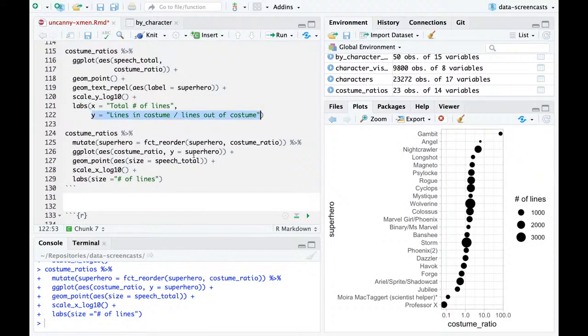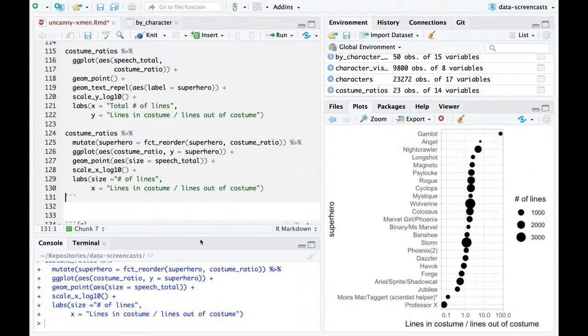And then we throw in x will be the lines in costume by out of costume. And the last thing is I often call this a lollipop graph. Why? Because I want people focused in on one. I want people focused on it is greater, like the ratio goes in this direction or it goes in this direction. There are a few ways to do this.